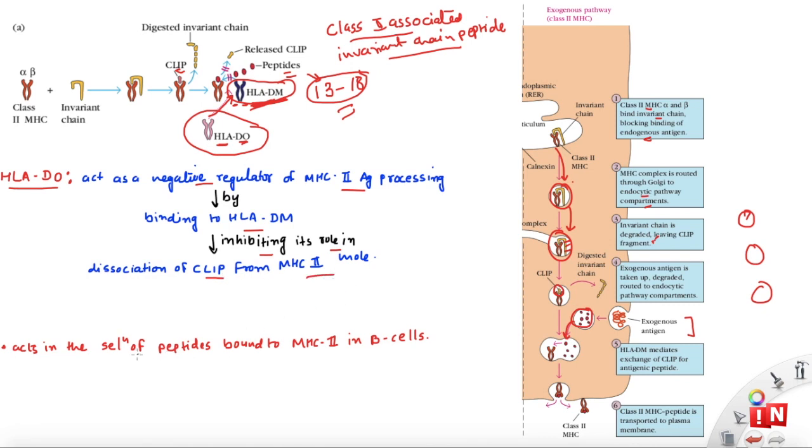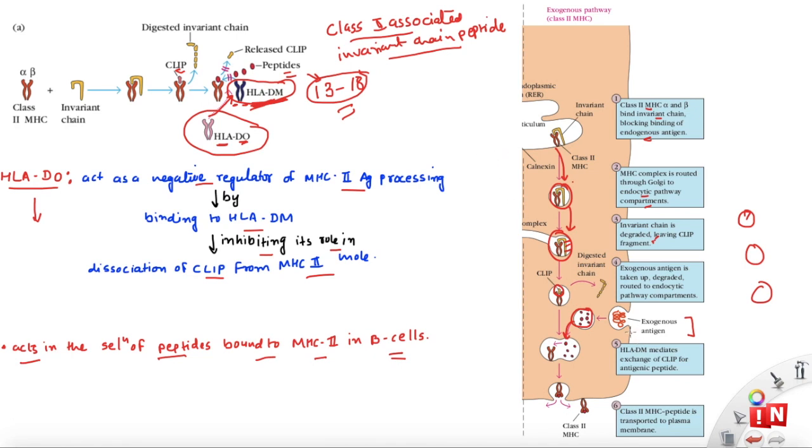So it has been seen that HLA-DO could be having this effect because it might have a role in selection of the peptide that binds to MHC class 2 in B cells. Only if an appropriate peptide is present will it let HLA-DM replace the CLIP with the peptide, otherwise it will inhibit the mechanism. So this is what happens in the case of MHC class 2.